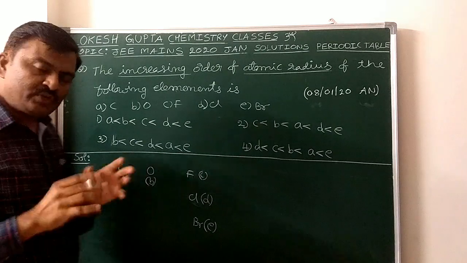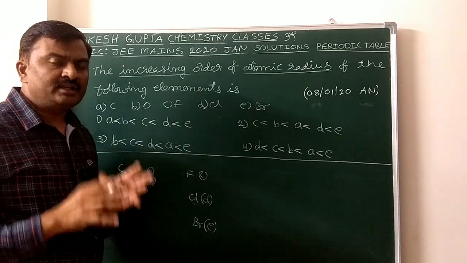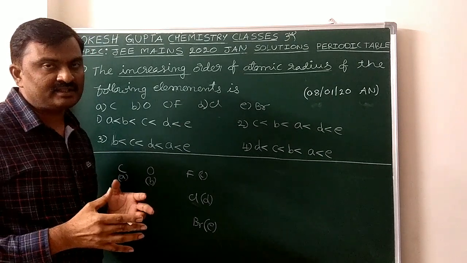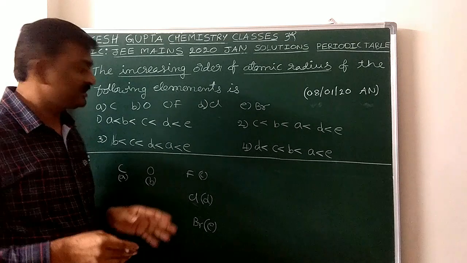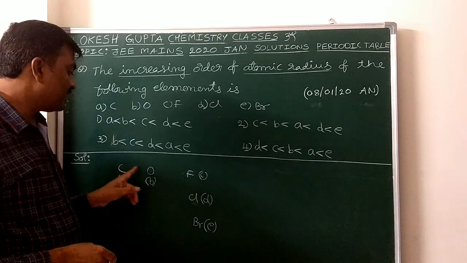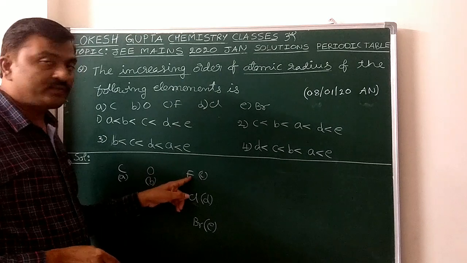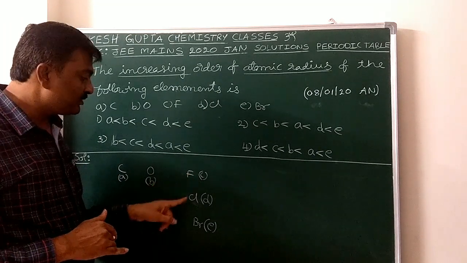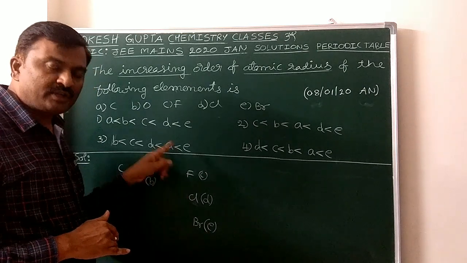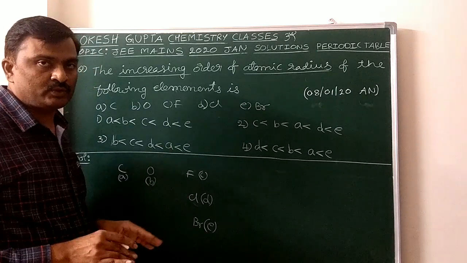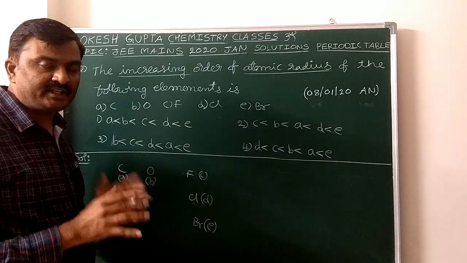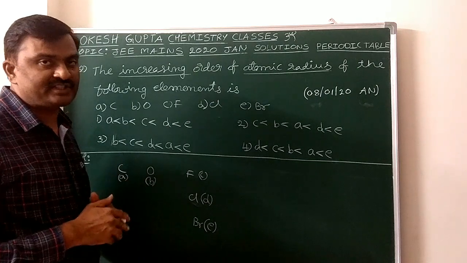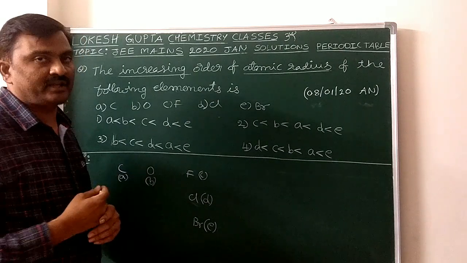Now see, if you want to compare the trend in any periodic property, first arrange the given elements in group and period wise order. See, carbon, oxygen, fluorine belong to the same period, the second period. Fluorine, chlorine, bromine belong to the same group, 7A group. So first, to compare any periodic property, we have to arrange the given elements group and period wise. Now apply the trend.